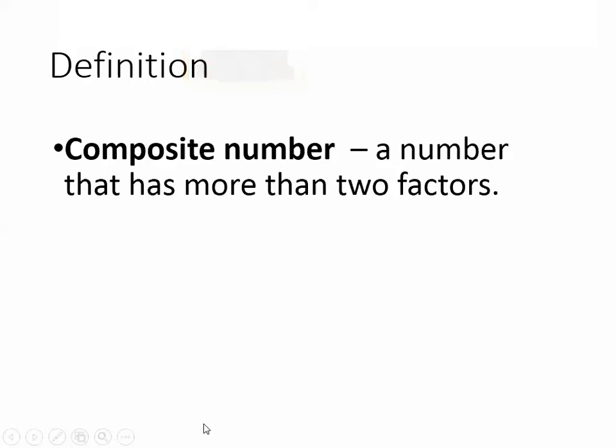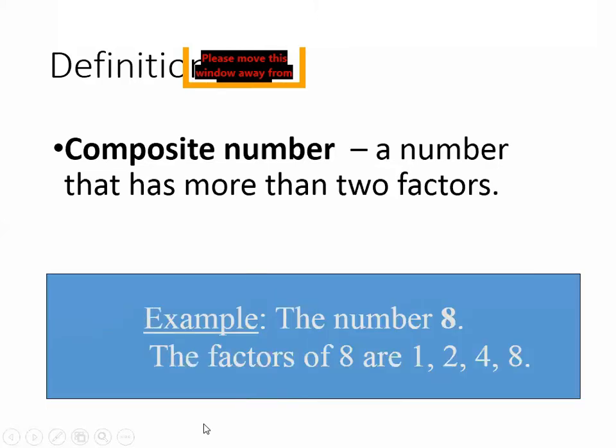So, the comparison between the composite number and the prime number. What is the identification of a prime number? A prime number has only two factors, 1 and itself. But a composite number has more than two factors, for example, the number 8.